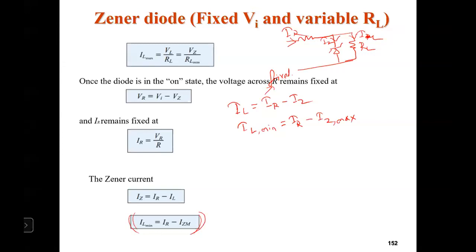And why is this IR fixed? Because the voltage across RL will be fixed at VZ. If the diode is on, VL will be fixed at VZ. Then VR equals VI minus VZ. VZ is a constant, VI is a constant, so VR is fixed. If VR is fixed and this resistance is fixed, IR is also a fixed quantity.